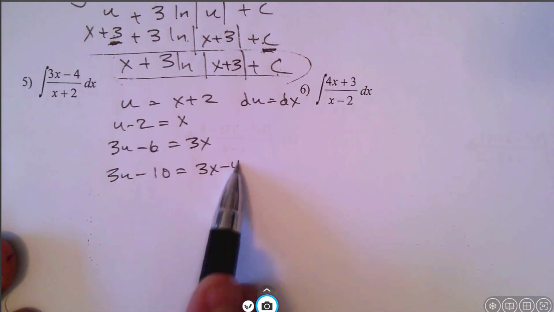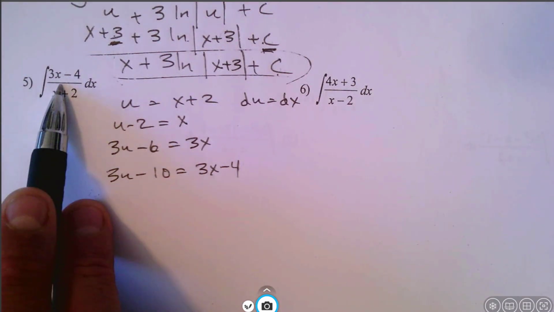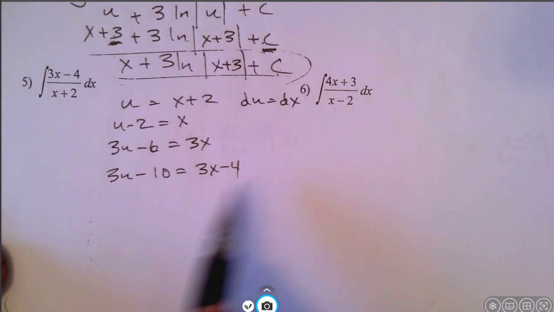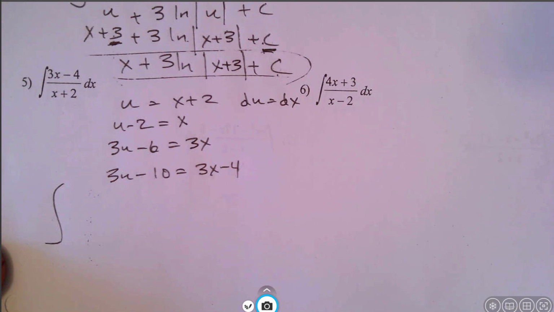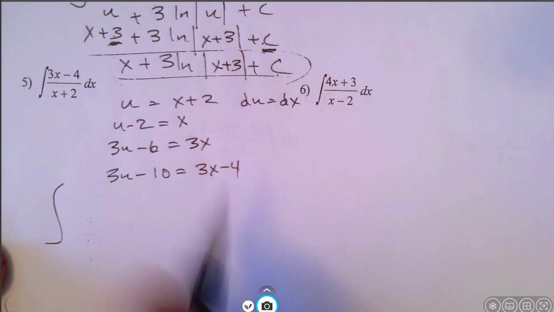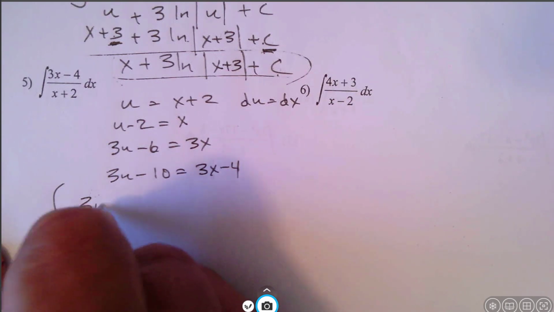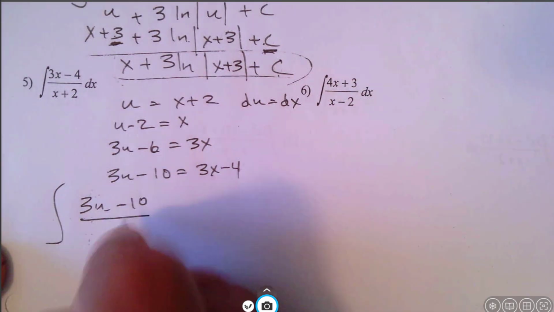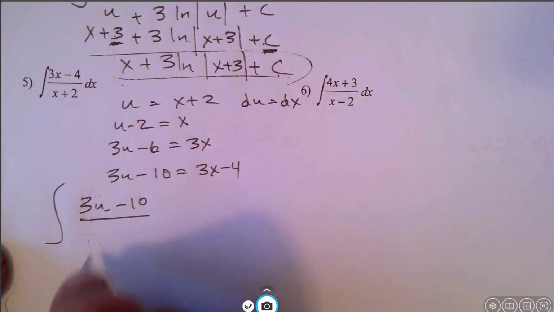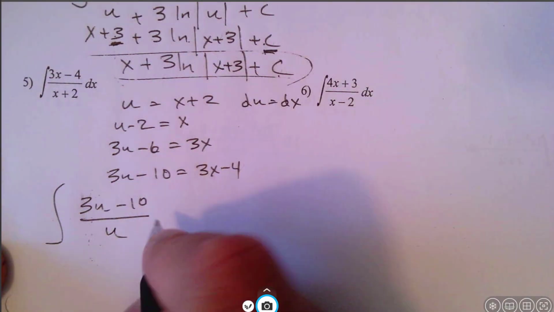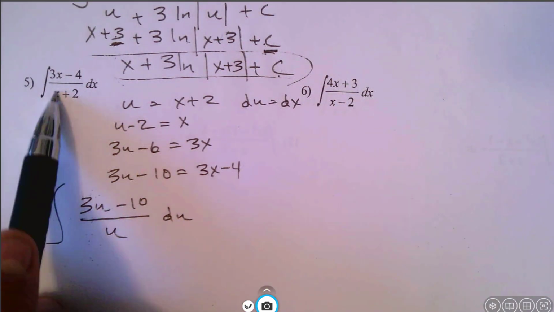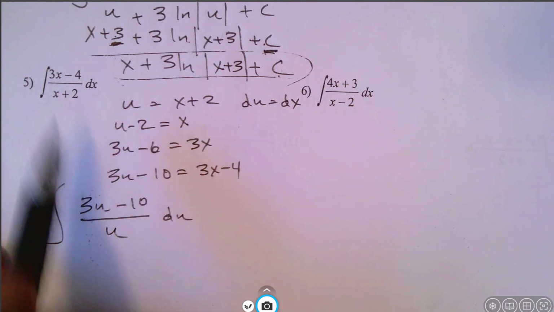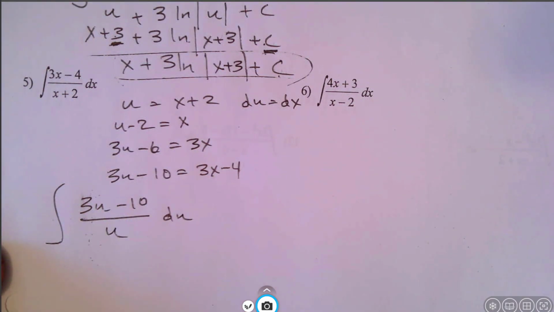And now we can see wherever we have the 3x minus 4, we can replace it with 3u minus 10. And we've got everything that we need to make our substitution. So where we have 3x minus 4, I'm going to write 3u minus 10. Instead of x plus 2, I'm going to write that as just u. And the dx, that's the same as du. So we've got du here at the end. Now we've changed the integral from this in terms of x into this in terms of u.